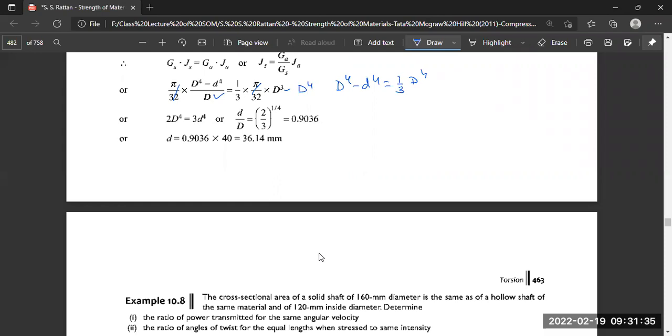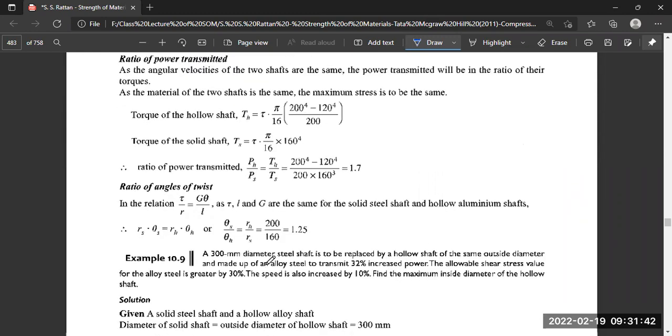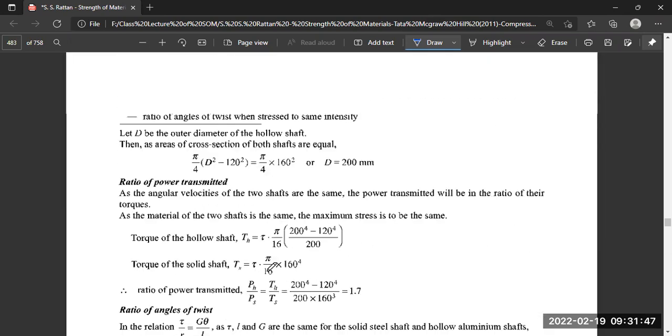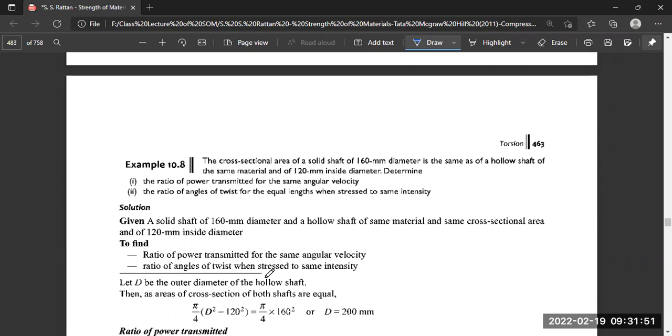Now, let us go for the next problem. This is problem number 8. The cross-sectional area of a solid shaft of 160 millimeter diameter is the same as that of a hollow shaft of the same material of 120 millimeter inner diameter.